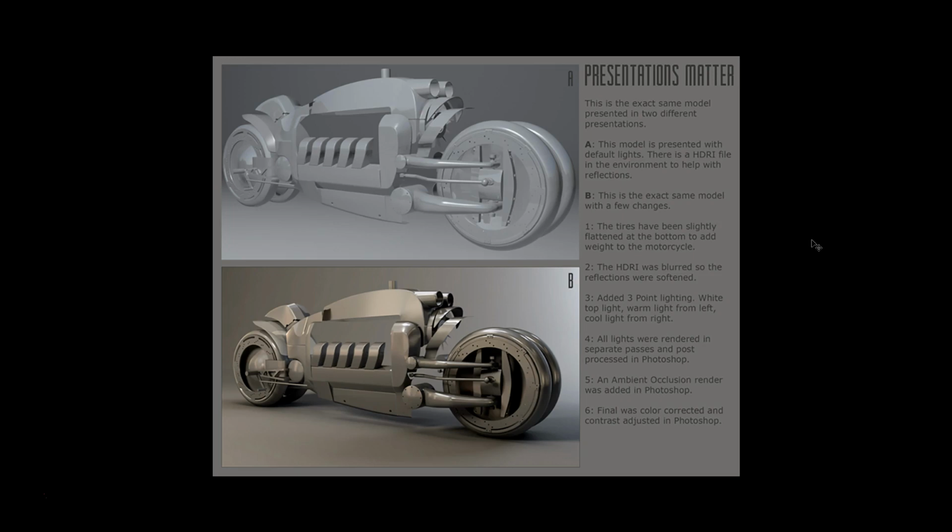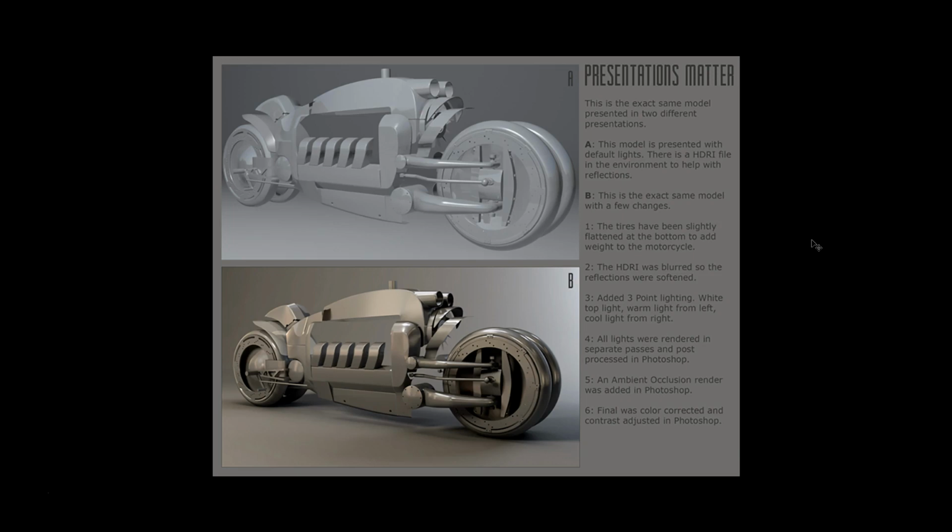If both of us were going in on a job interview, I win. I'd get the job. Same model, same piece of artwork, but I did my presentation, so I would win. I would get the job. Why? Because I know that presentation matters, and so I spent a little time doing the presentation.